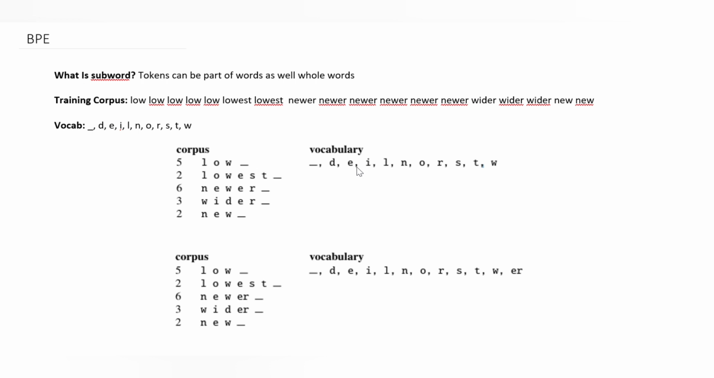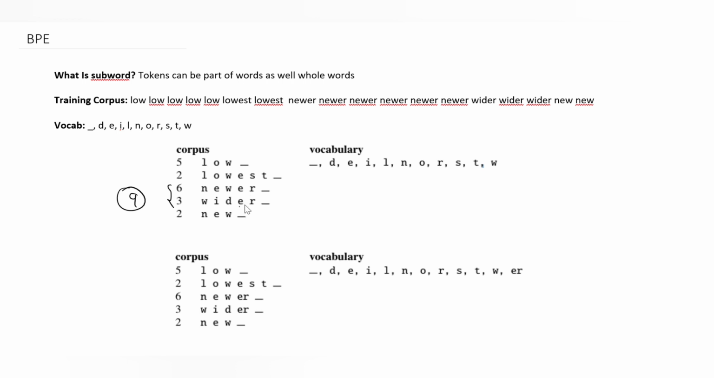Now we are going to find the 2 characters that are appearing most frequently in the training corpus. So which are the 2 characters that appear most frequently? As you can see, we have newer appearing 6 times and wider appearing 3 times. This means these 2 consecutive characters are appearing most often, that means 6 and 3, 9 times. You can verify it on your own and you will find that ER is appearing 9 times in this entire training corpus, and E and R are consecutive to each other everywhere.